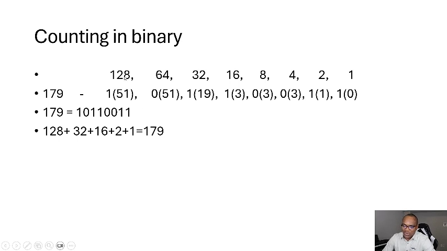Like this one, 128 has 1, so we add 128. 64 has 0, we will not add 64. 32 has 1, so we add 32. 16 has 1, so we add 16. 2 has 1, so we add 2. 1 has 1, so we add 1. Add them together, you get your 179. Just note that, please. We will need it when we get to our IP addressing.